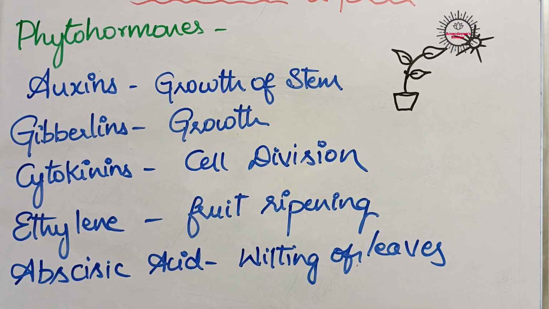So these are the phytohormones present in plants. That is about our topic. We have learnt about coordination in case of plants, and we have seen how it takes place. Okay, and in our next video we are going to learn how coordination takes place through chemicals in case of animals, that means hormones in case of animals.